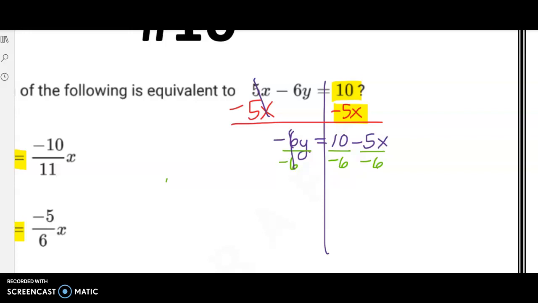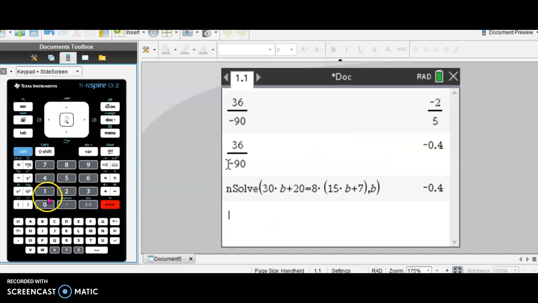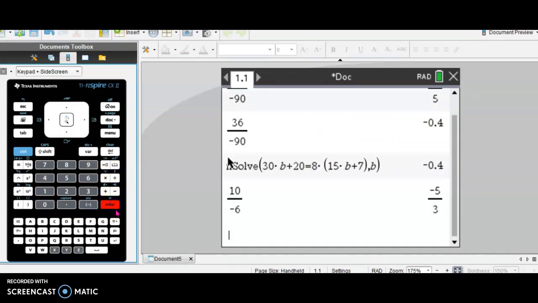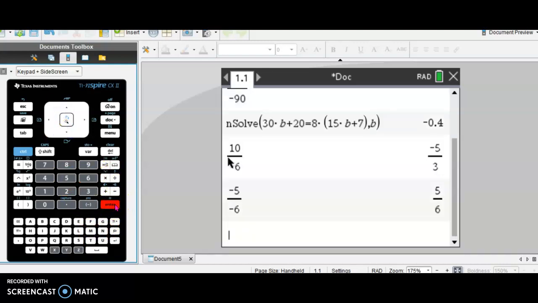-6 divided by -6 is 1. So 1y equals, okay, and then now we need to divide 10 by -6, and this is some stuff you could do in your calculator if you wish. Let me show you how to do this. So the first fraction that we're dividing is 10 divided by -6, and your calculator reduces that fraction for you, -5/3. And the second fraction was -5 divided by -6. Notice it stays the same, but a negative divided by a negative does make it positive.